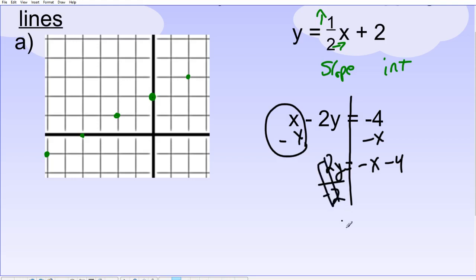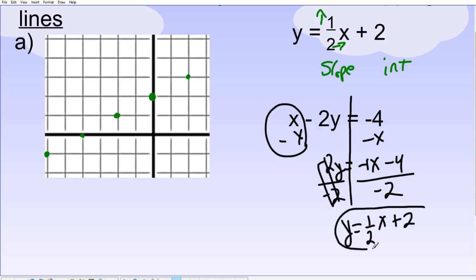Y equals. When I divide the other side by negative 2, my negatives cancel, and the fraction, the 1 over 2, is just going to stay 1 over 2. It doesn't divide evenly, so I'm just going to leave it as a fraction. On this side, negative 4 divided by negative 2 gives me a positive 2.